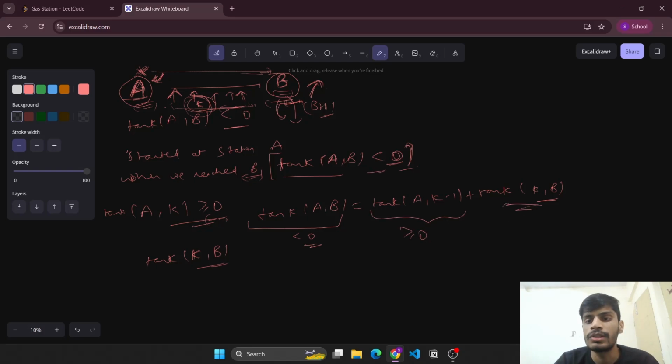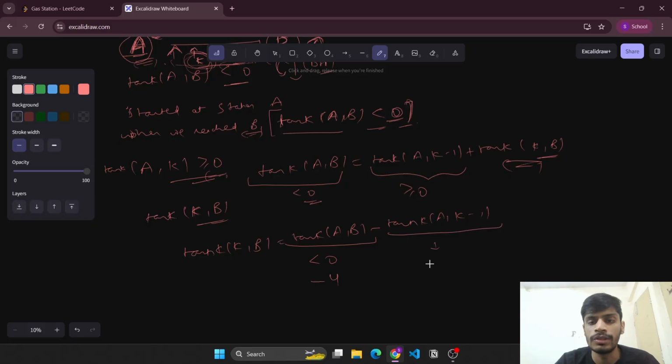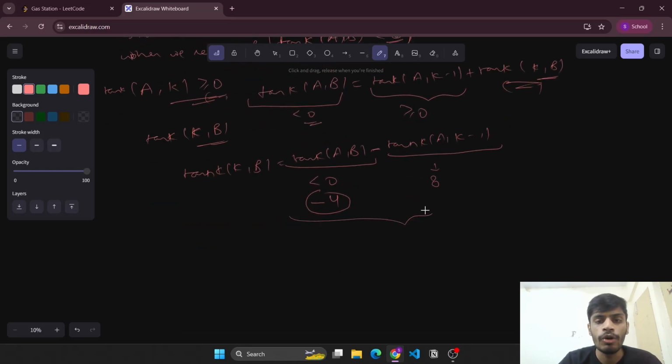So we need to see what this will represent. Tank of KB equals tank of AB minus tank of A comma K minus 1. Now we know this value is negative, suppose it is minus 4, and we know this value is positive, suppose it is 8. Here we are subtracting a positive value from a negative number, so the overall value will become more negative, right?